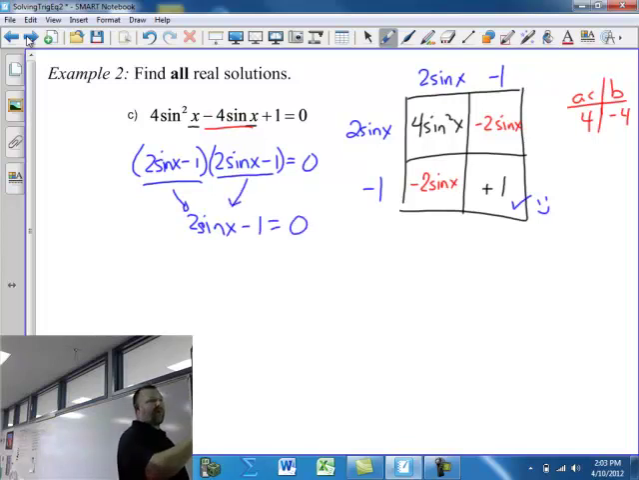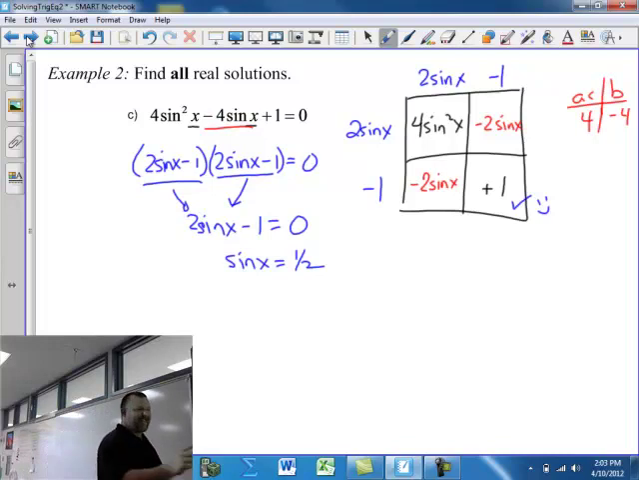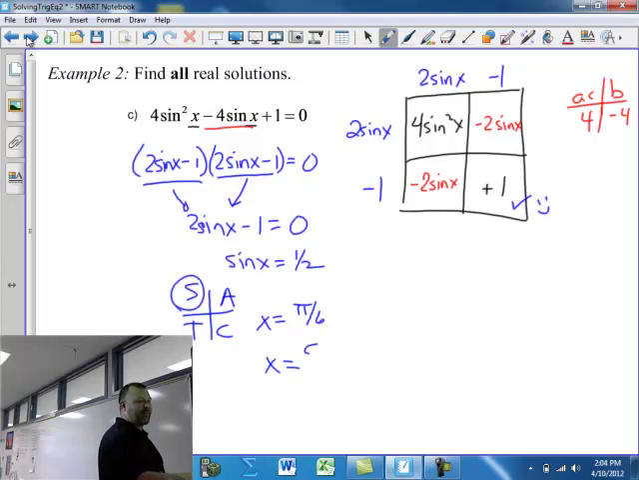So sine of x is a half. We add 1, divide by 2, and we ask ourselves, what did I take the sine of to get a half? 30 degrees or pi over 6. Anywhere else? On the unit circle, sine is positive in the second quadrant. We go ASTC. Look, I got it right that time. How about 5 pi over 6?